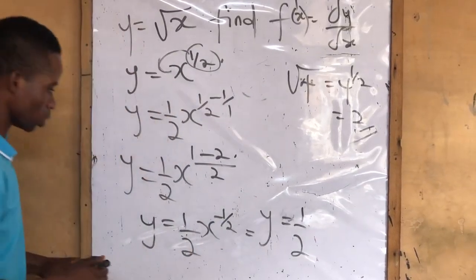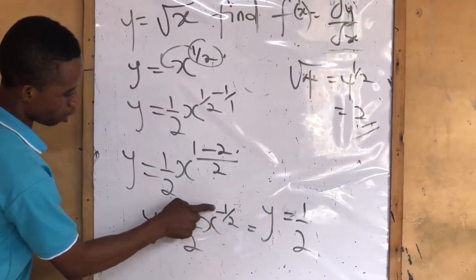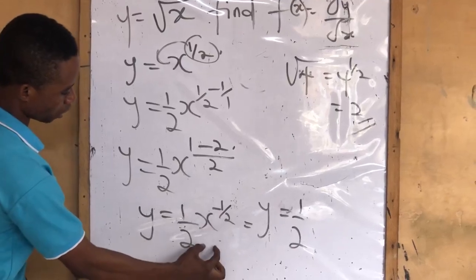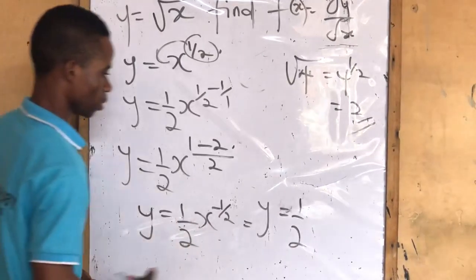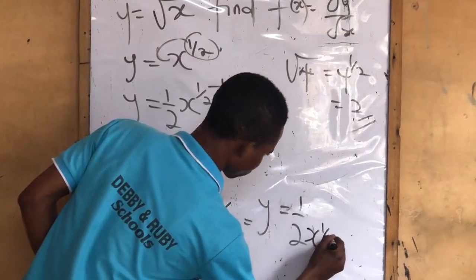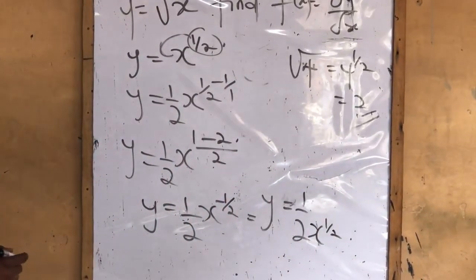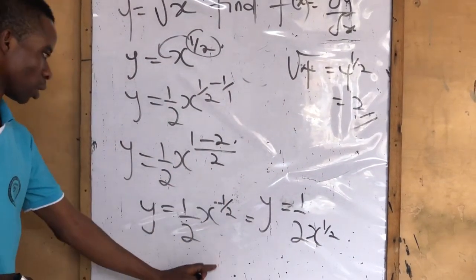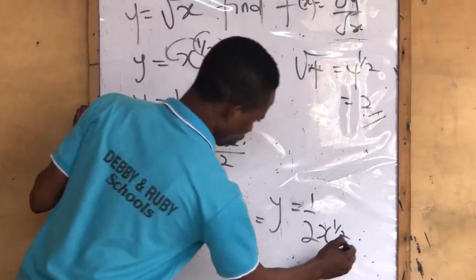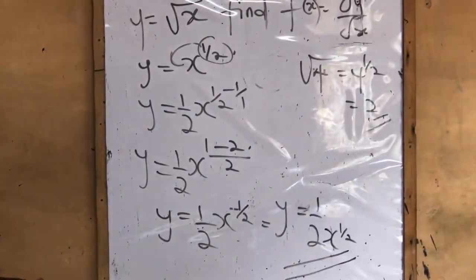I can bring this one down. X raised to power minus 1 over 2. I can decide to bring it down. And the minus will go. So minus has gone because I brought it down according to the law of indices. So that is the answer.